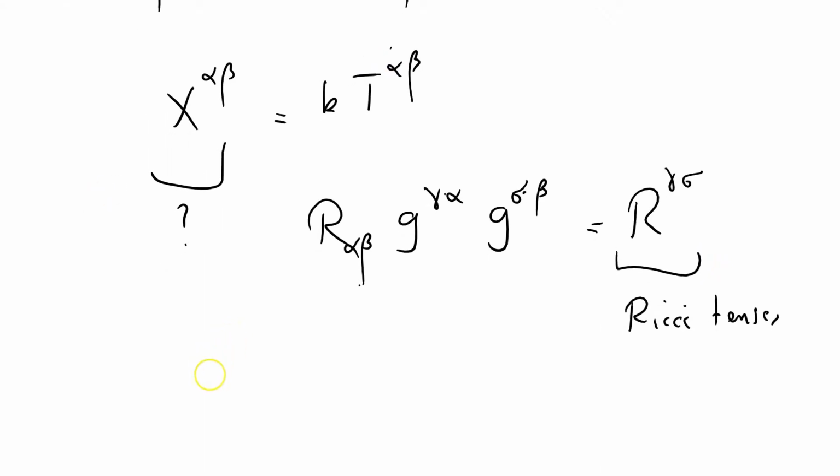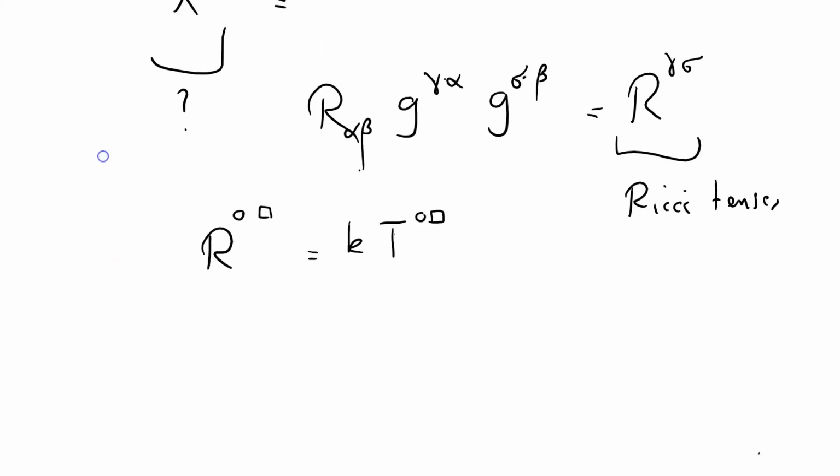And Einstein thought for a long time that... see how I casually call it gamma and sigma here and alpha beta, it doesn't matter. I can call them circle and square. In fact, I'm going to. Equals k, T, circle and square. It's a bit difficult in terms of handwriting that. But anyway, we've got a Ricci tensor with two upstairs indices equals k, T, alpha, beta.